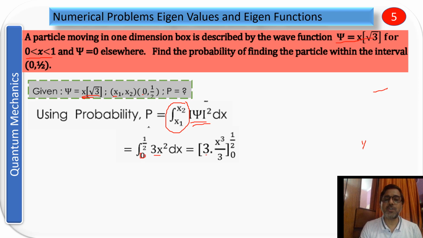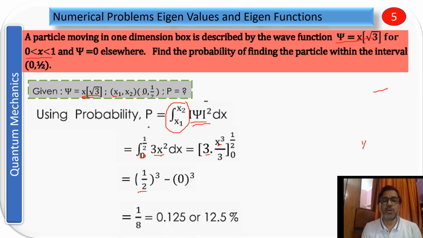So 3 is a constant; you take it out. Now here you have x square, so the integration of this is x to the power 3 by 3. Now you put the limit. x equal to 1 by 2, so 1 by 2 whole cube, minus x equal to 0 whole cube, which naturally remains zero. So 1 by 2 whole cube minus 0. So 1 by 2 whole cube is equal to 1/8, and this is equal to 0.125, and now you see the probability is only 12.5%.